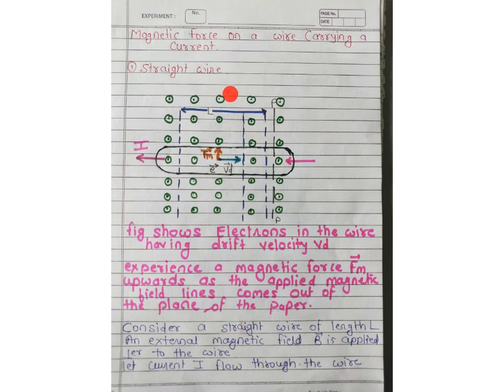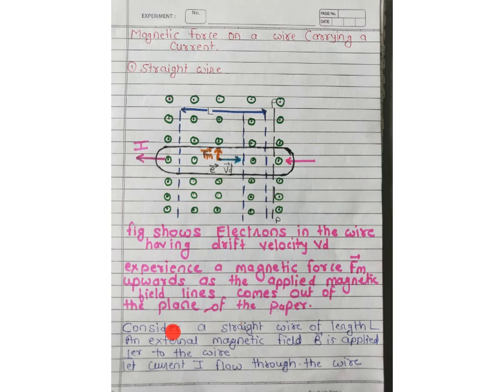There are 2 points, straight wire and arbitrarily shaped wire. So first, straight wire. This is the straight wire, but it is a current carrying wire. The figure shows electrons in the wire having a drift velocity Vd experience a magnetic force Fm upwards as the applied magnetic field lines come out of the plane of the paper.